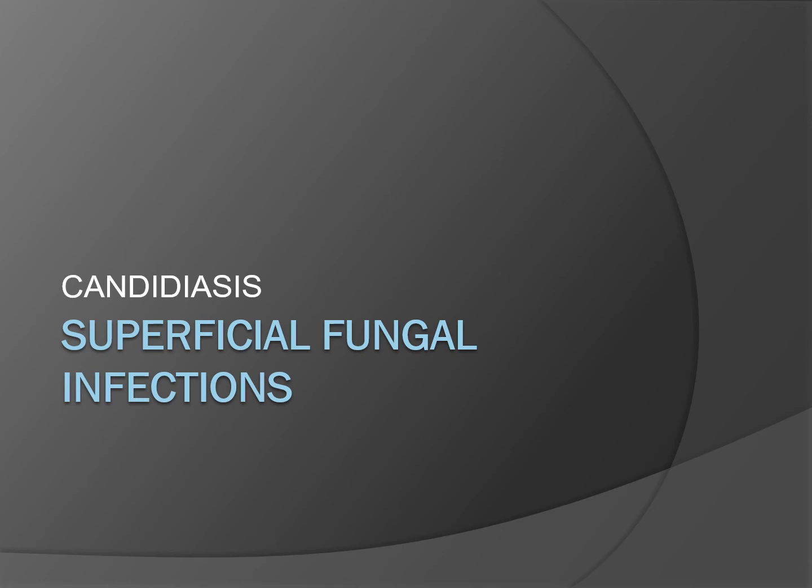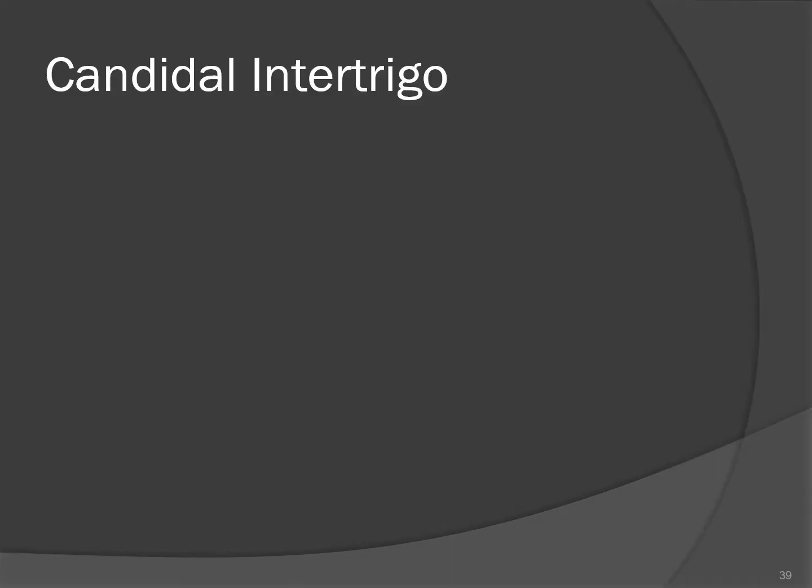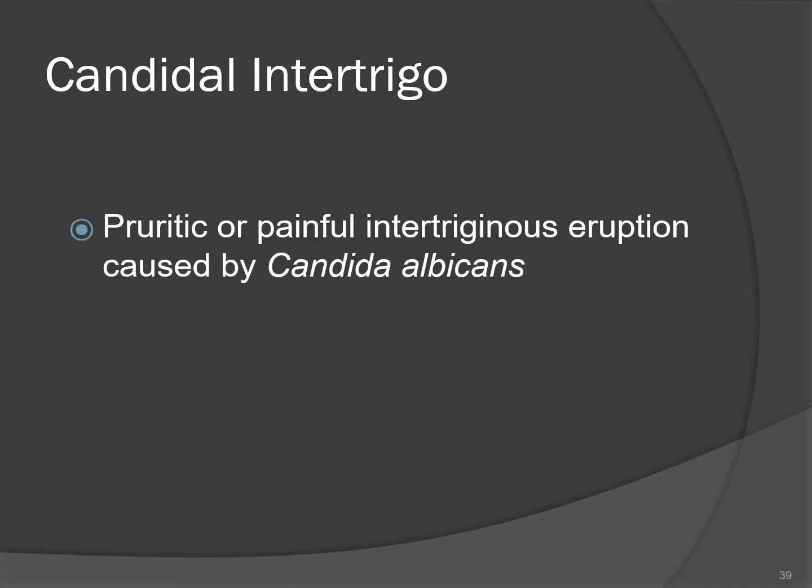Now we go to Candidiasis, wherein we will discuss Candidal intertrigo and find out how we can differentiate it from the other fungal infection of the intertriginous area, Tinea corporis. Candidal intertrigo is a pruritic or painful intertriginous eruption that is caused by the yeast Candida albicans. Candida albicans is an opportunistic type of infection.